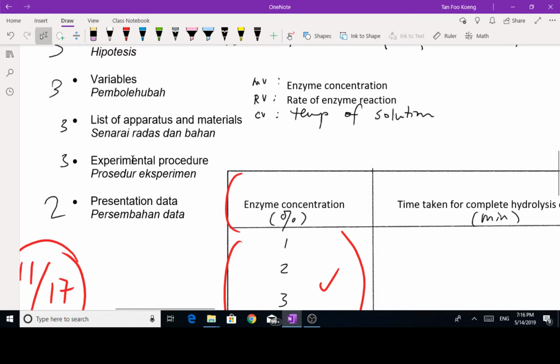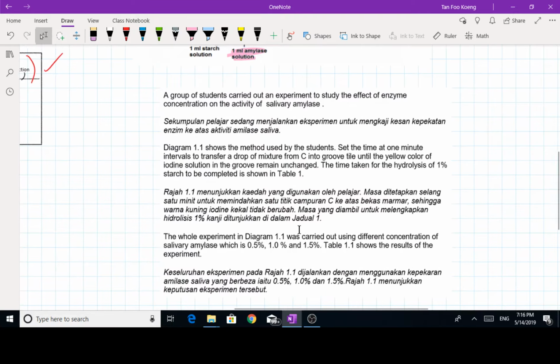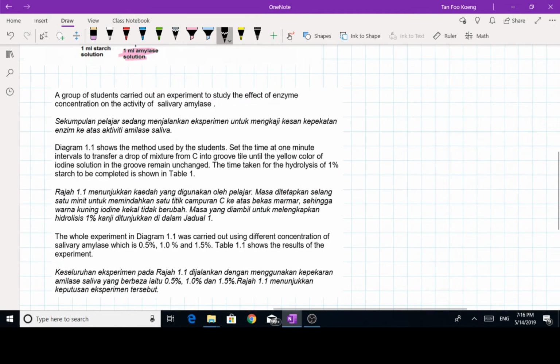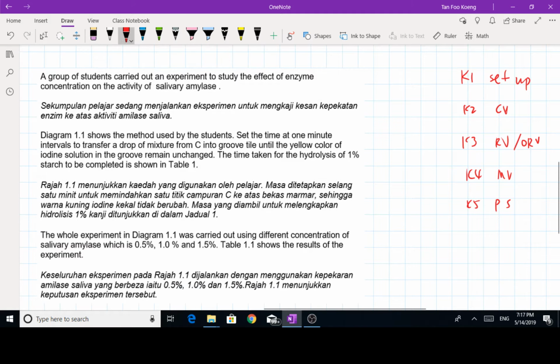Now, next one, experimental procedure. Let's look at this. This is just a simplified procedure. Let's see. If this is functional, then we are going to check whether they have all the 5 criteria. K1 is set up, K2 constant variable, K3 responding variable, K4 you have your MV manipulated variable, and K5 is the precautionary steps. Now this can be ORV as well. So let's see. A group of students carry out an experiment to study the effect of this on this. Okay, basically this is just the aim, and then set the time at 1 minute.